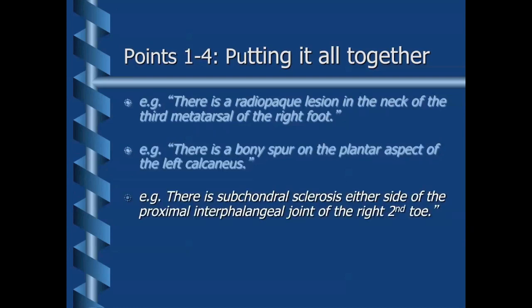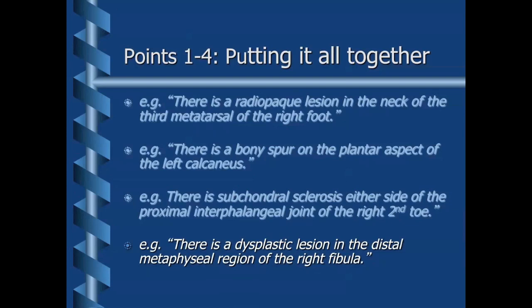Third example, there is subchondral sclerosis either side of the proximal interphalangeal joint of the right second toe. So again, we're being really precise about where this is, and we're seeing subchondral sclerosis, which means increased density over and above normal, just below the subchondral region or the articular cartilage chondral region.